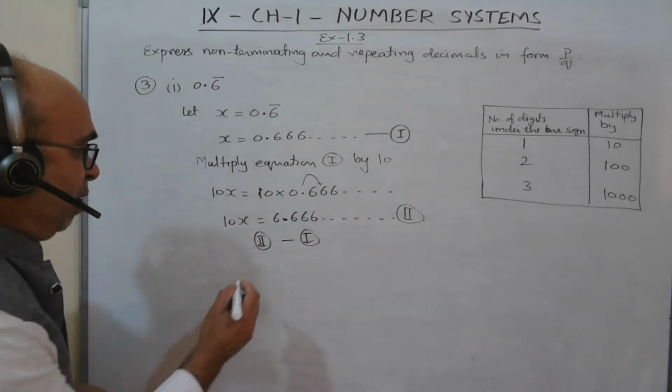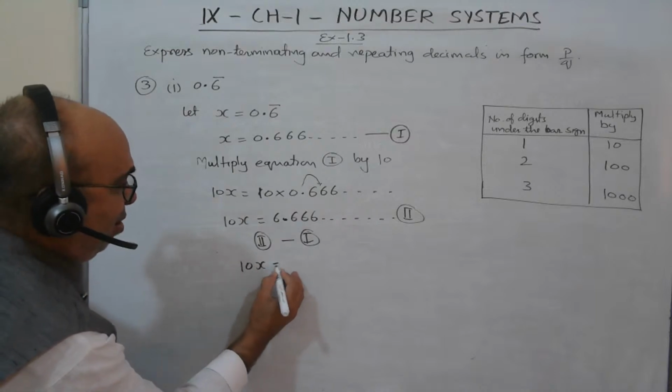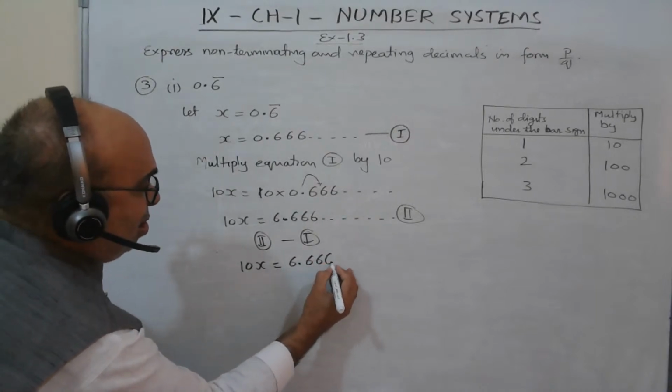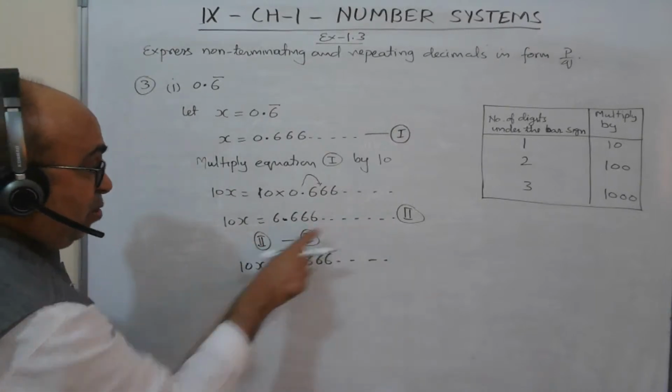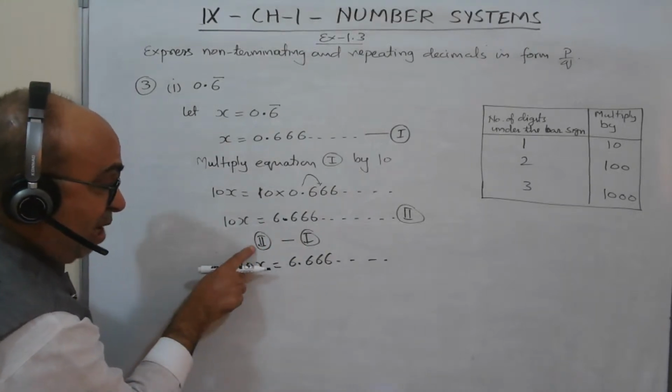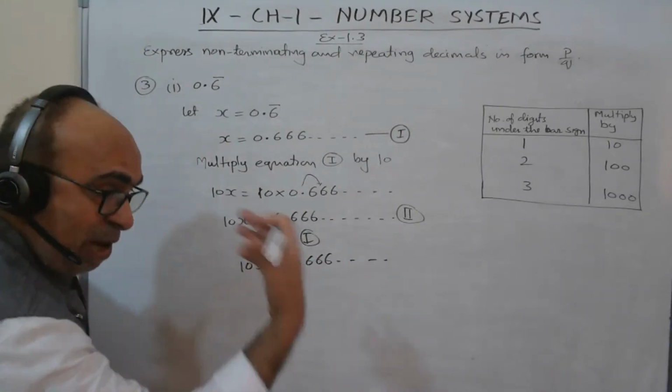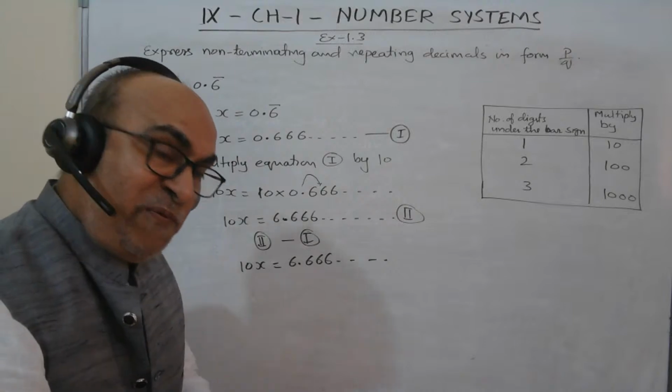You will get the answer. So now 10x equals 6.666. Equation 2, second minus first: the second equation you have to write first, then under the second equation you have to write the first equation.